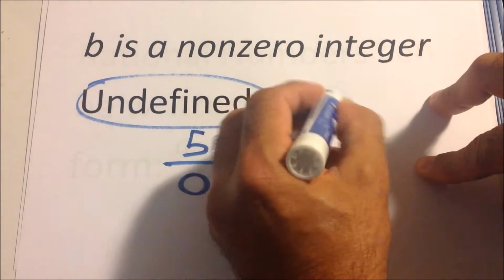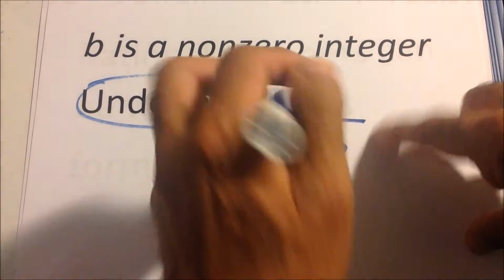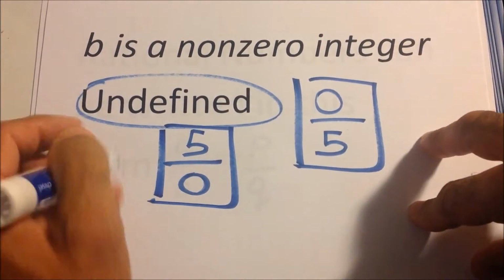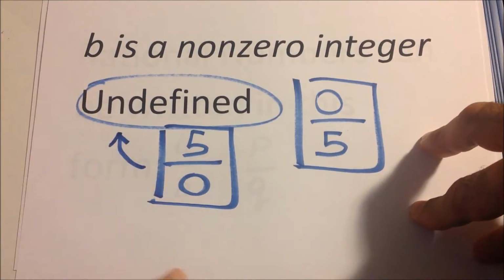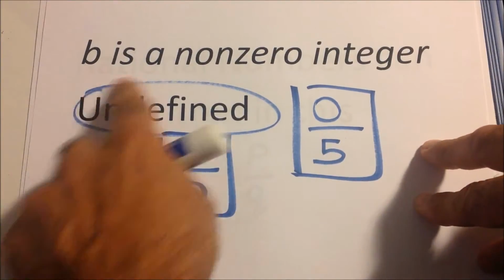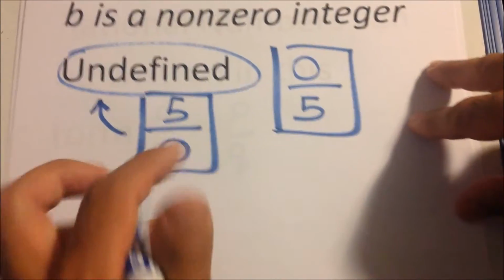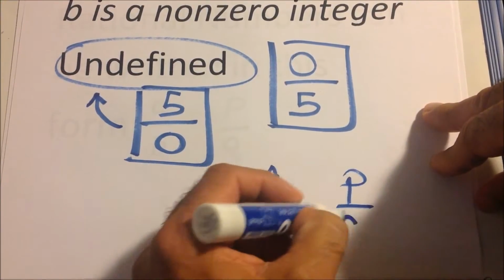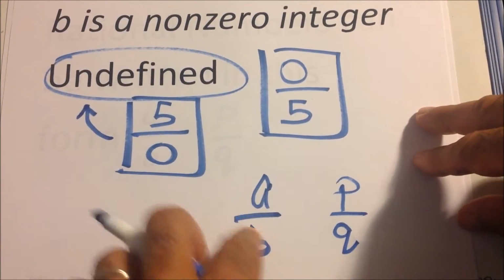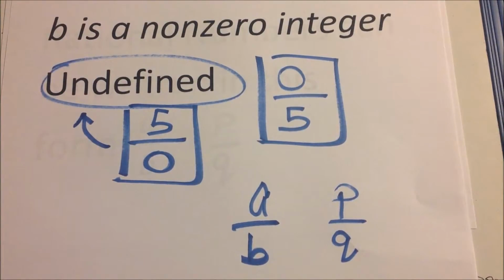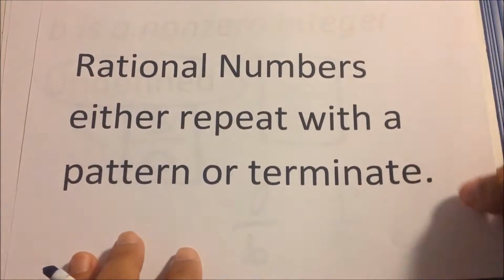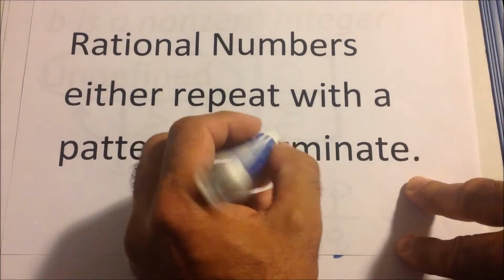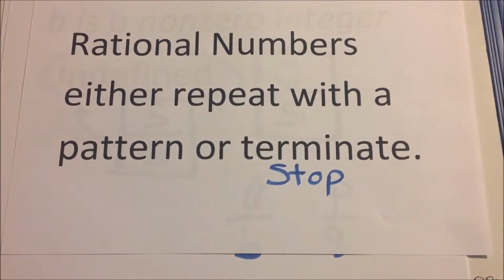So remember, you can have 0 on top, that's a rational number. But this is not a rational number. It's not irrational either, it's just undefined. So B has to be a non-zero integer. So again, you'll see it in this form, A over B, or you'll see it as P over Q. So that's the fraction. So rational numbers do 2 things. They either repeat with a pattern, it has to have a pattern, or terminate, stop, right? Terminate means stop.